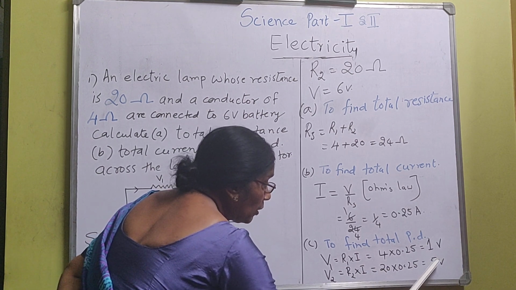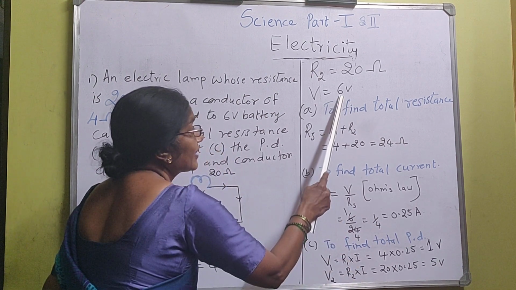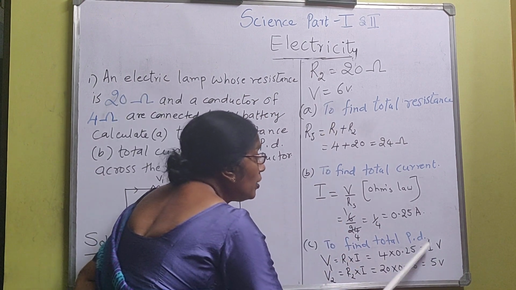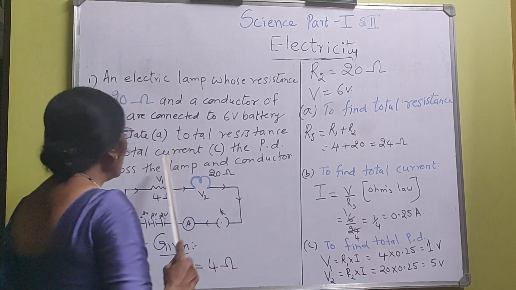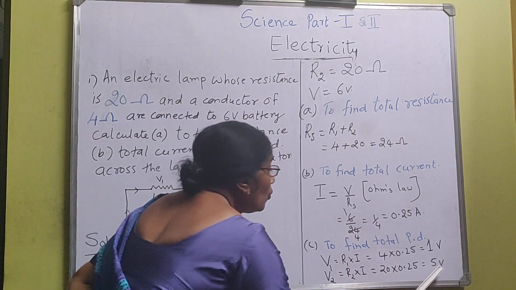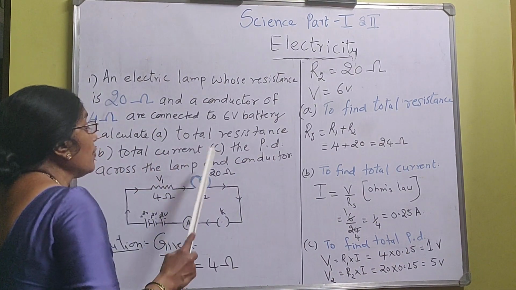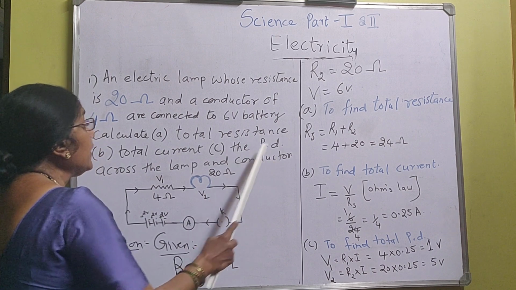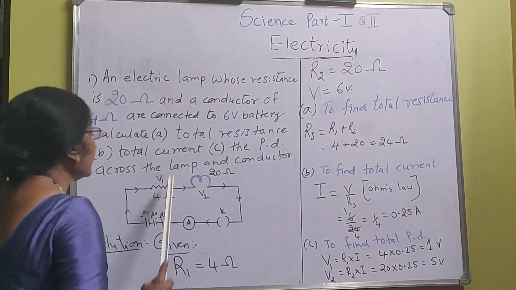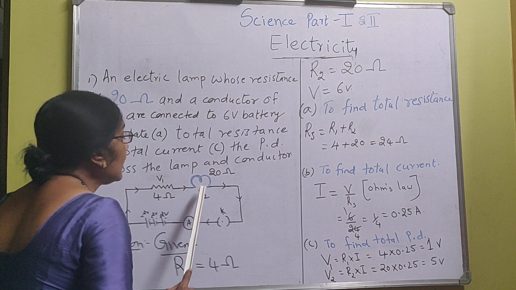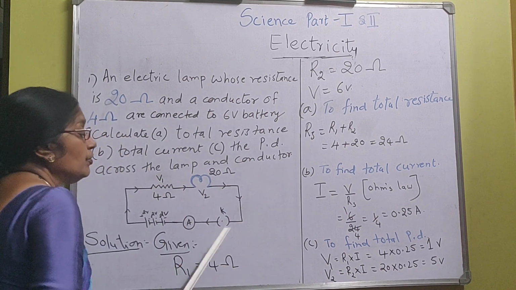So you can see 1 volt plus 5 volt, the total is 6 volt. So 1 volt is the potential difference of the resistor. 5 volt is the potential difference of the lamp. So we have calculated the potential difference of each resistor and lamp. That is what the solution is.